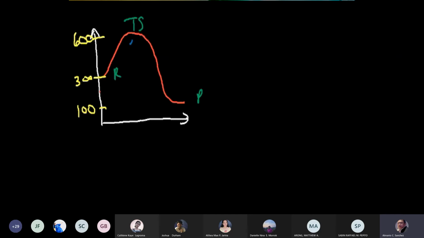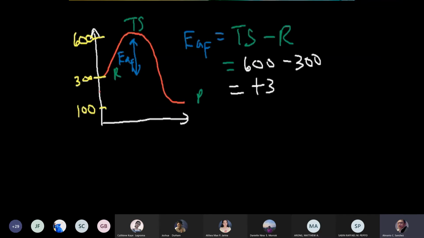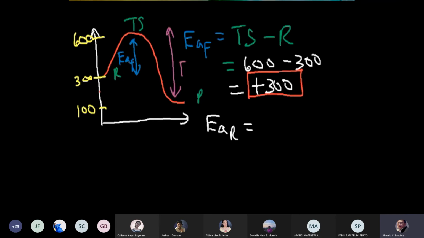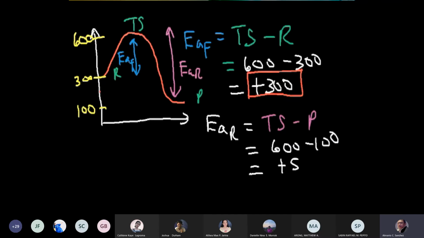So if we want to calculate, let's say, the forward activation energy, the forward activation energy is the difference between the energy of the transition state and the energy of the reactants. So in this case, that's going to be 600 minus 300. So the activation energy for the forward reaction is positive 300. Now, if we wish to calculate the reverse activation energy, it's the difference between the energy of the transition state and the energy of the products. So that's going to be 600 minus 100, which is positive 500.